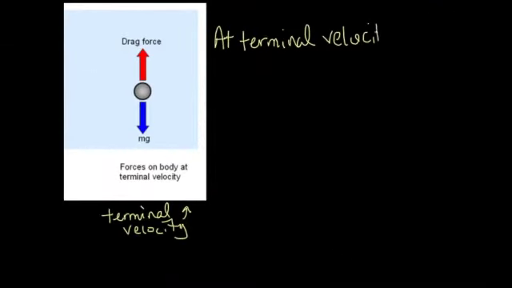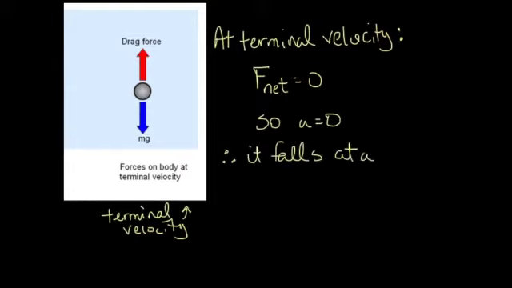Let's examine terminal velocity a little more closely. When an object reaches terminal velocity, the net force acting on the object is now 0 because the drag force and the weight are equal but in opposite directions. If the net force is 0, then the acceleration on the object is 0. Therefore, the object moves with a constant velocity, and this is called terminal velocity.